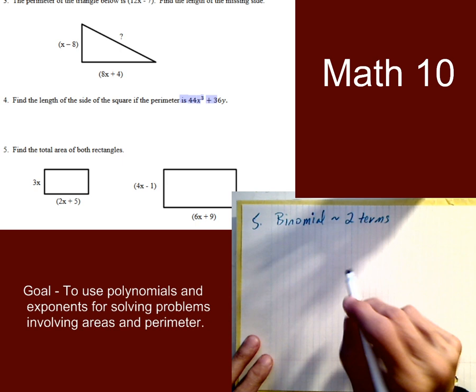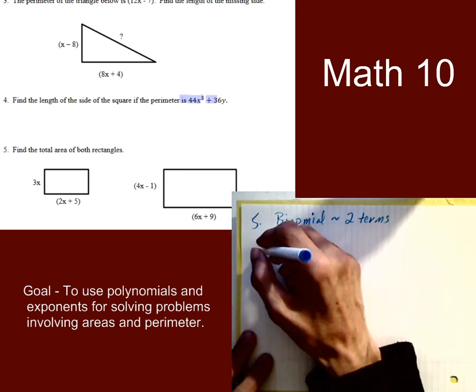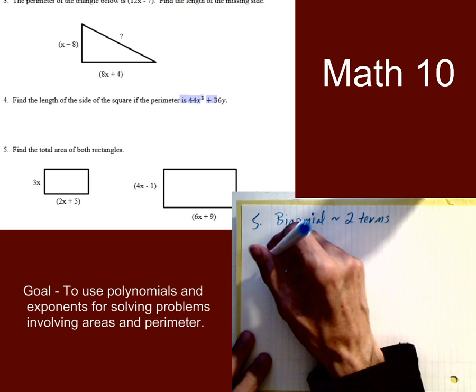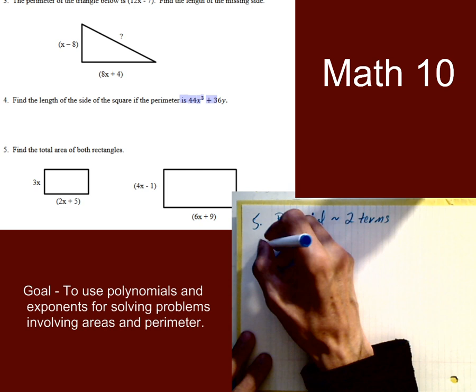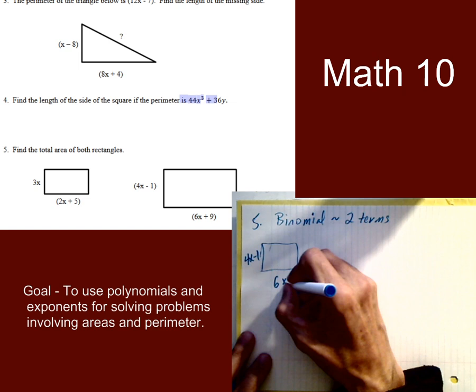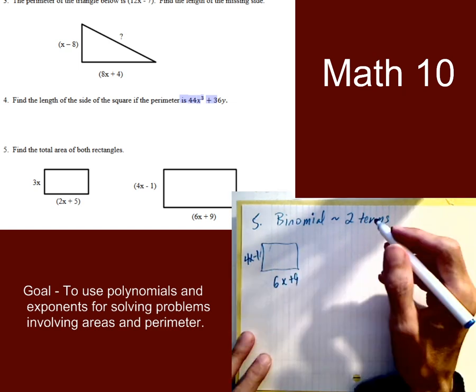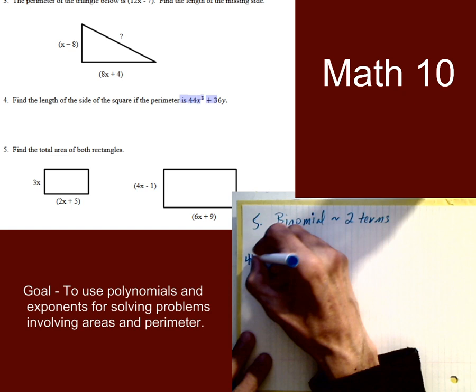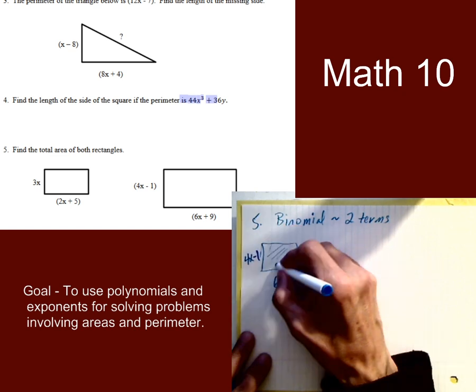All right, well, let's do this. Officially you should draw the picture, or use the picture. I'm going to have to draw it because I could draw on my computer screen, but it wouldn't really work. All right, so that side's 4x minus 1. This side's 6x plus 9. Ooh, minus 1. This area on the inside is what we're looking for.